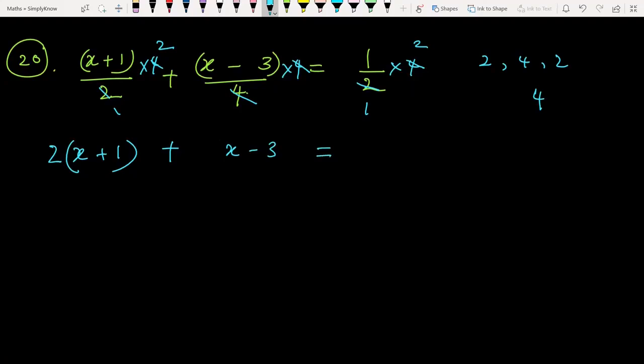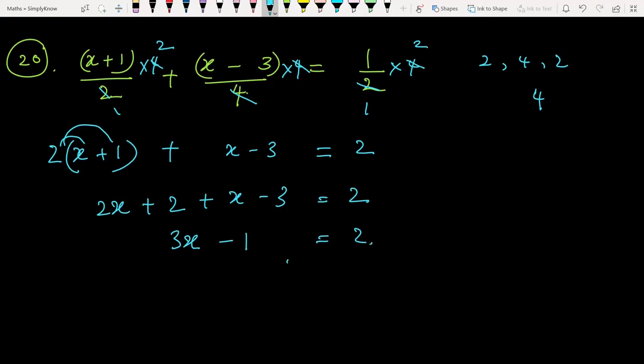Equals, here we have 2. Now let's remove this bracket. 2 times x is 2x. 2 times plus 1 is plus 2. And plus x minus 3 equals 2. Let's simplify the like terms. 2x and x is 3x. Plus 2 and minus 3 is minus 1 equals 2. Then 3x equals 2 plus 1, which is 3. 3x equals 3. Therefore, x is 3 divided by 3. Once again, our x is 1.